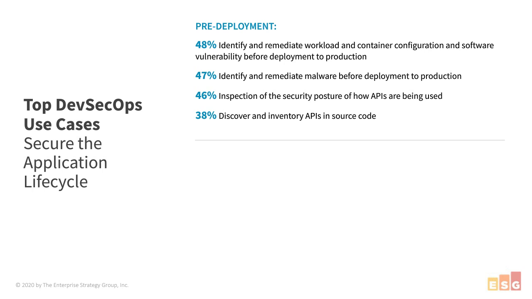So, top pre-deployment use cases. Identify and remediate workload and container configs and software vulns before deployment to production. Completely consistent with the number 1 problem statement around visibility. A couple slides back, I asked what's the number one area in which you need to improve your visibility into your public cloud resident workloads and configs? What's the number 1 pre-deployment use case? Dealing with vulns, be it software vulns or config vulns.